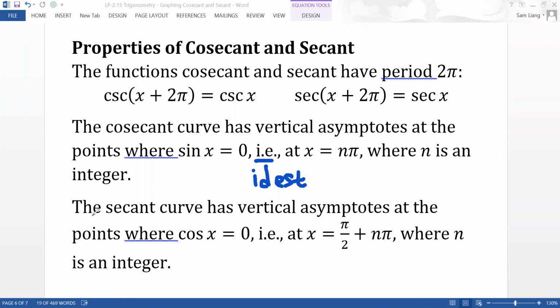All right, anyone for the secant curve? The secant curve has vertical asymptotes at the points where cosine x equals 0, i.e. at x equals pi over 2 plus n pi, where n is an integer. All right, thank you for that. So secant being the reciprocal of cosine, it's going to have vertical asymptotes where cosine is 0, right? So cosine is 0 at 90 degrees, 270, right? Not multiples of pi over 2, but pi over 2 plus multiples of pi. So pi over 2 plus pi would give you 270, etc.